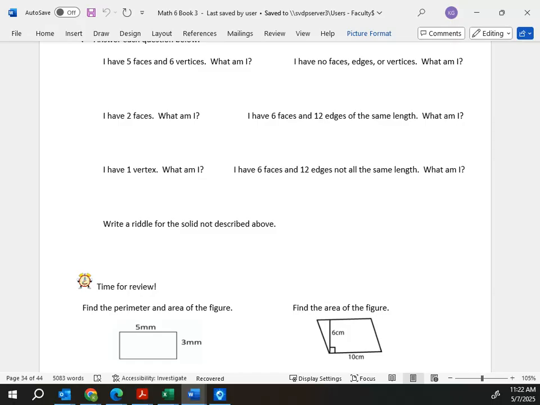So you're going to answer all of those riddle questions, come up with your own riddle for a shape that was a solid that was not described already. So there's one that hasn't been described, come up with your own riddle that would go with that shape, and then do your time for review. Any questions on today's objective?